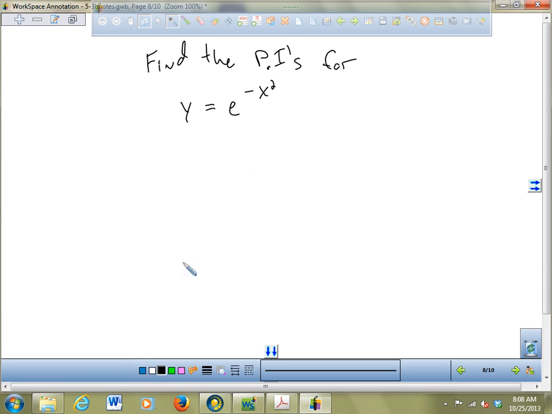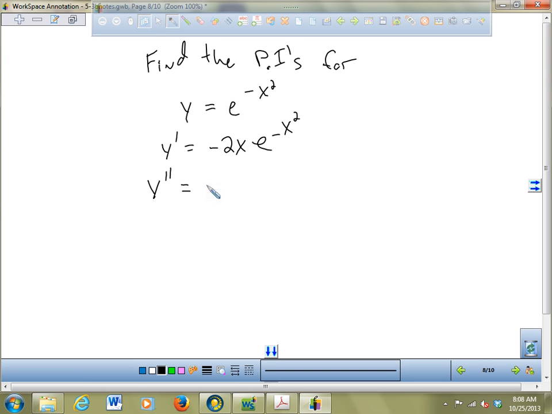I haven't talked about the second derivative test yet. Y prime is, I'm just going to tell you and simplify. I think you could come up with this. It's negative 2x e to the negative x squared. Would you agree with me there? Yes. Okay. Y double prime, in the interest of time, I'm going to simplify it down for you. It comes out to be this.